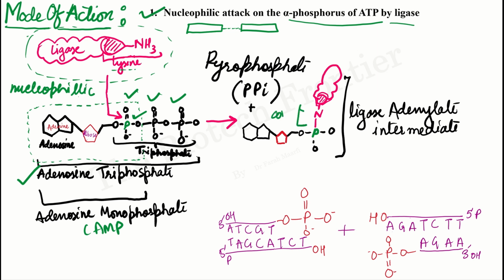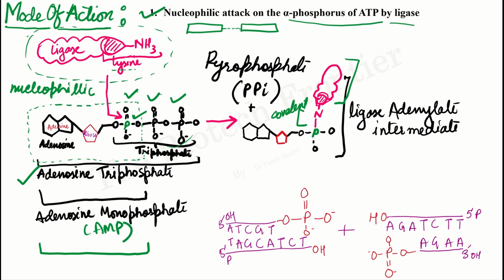This is the covalent bond formation here. It results in the covalent bond formation between the enzyme, which enzyme? DNA ligase, and the AMP portion of the ATP. AMP portion means adenosine monophosphate. This part is the AMP. When you remove the pyrophosphate from it, that means if you remove the two phosphate groups from the ATP, it will leave behind adenosine monophosphate.